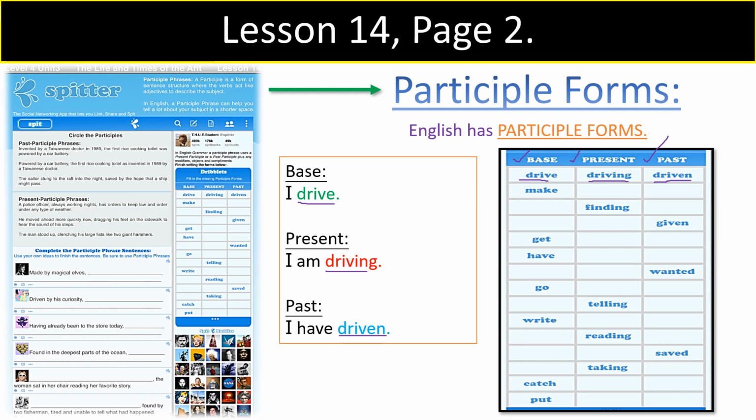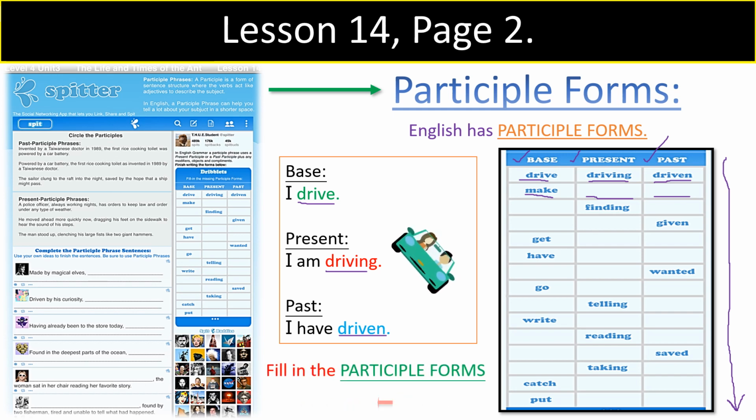So, base, I make, I am, I have, and I want you to finish the words from top to bottom. This is not anything new. You guys have learned this before, so I think it should be a good, positive review for you. And of course, when you guys are done, we're going to go on to the next page.